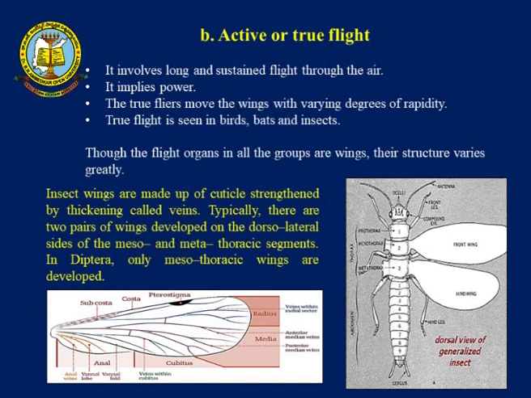When you are talking about insects, the wings are made up of cuticle strengthened by thickenings called veins. If you can see in these wings, you have those thickenings called veins, which help the insect's wing to fly. Typically, there are two pairs of wings developed on the dorsolateral side of the meso- and metathoracic segments. You can see the meso- and metathoracic segments with these wings, and in Diptera only the mesothoracic wings are developed.